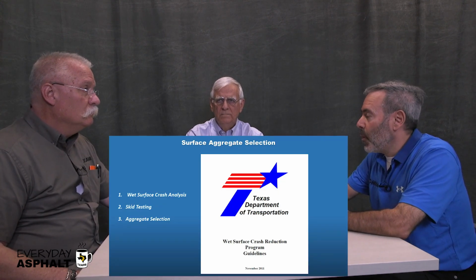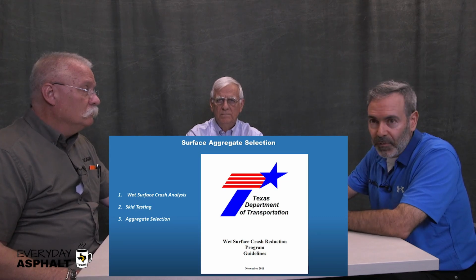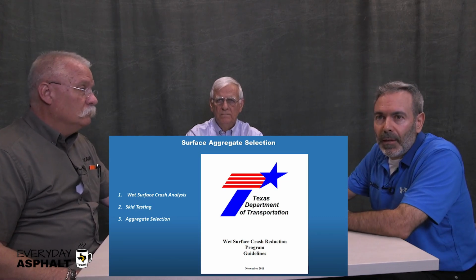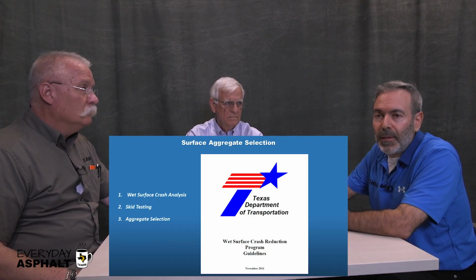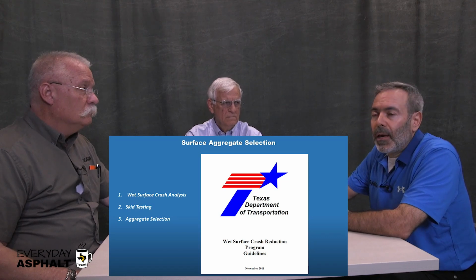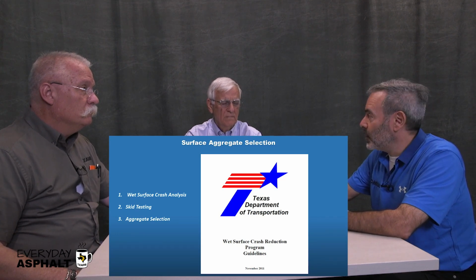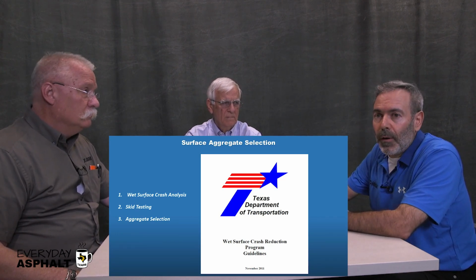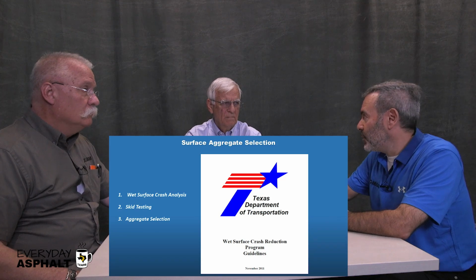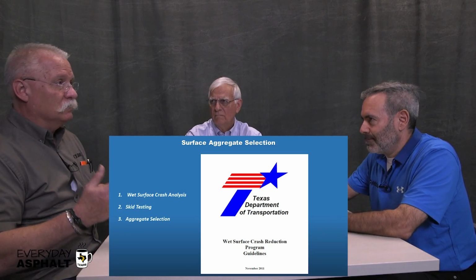Well, it comes down to the program. There are 3 components of the program. The districts work with the Traffic Safety Division, and that's where they conduct the wet surface crash analysis. They'll look at the CRIS database, the Crash Results Information System, and then they'll also work with the Maintenance Division, and that's a part of the skid testing. The third part is working with the Materials and Test Division on the aggregate selection, and that's where the SAC comes in. So it's really kind of a holistic approach, right?